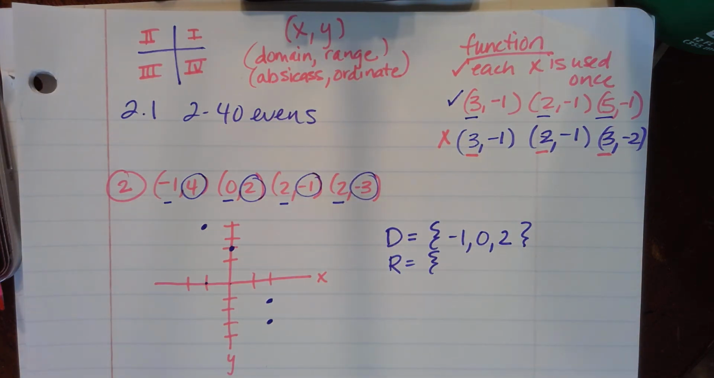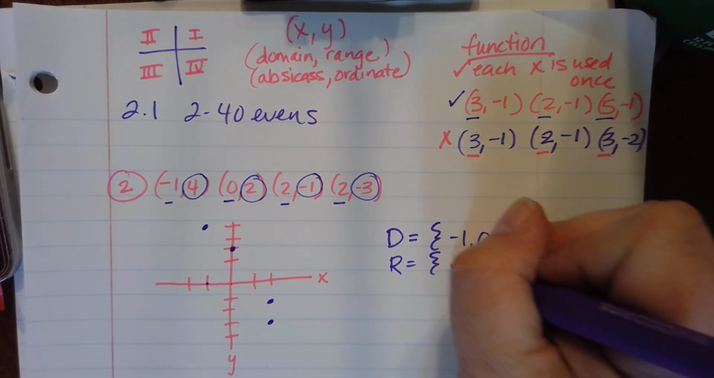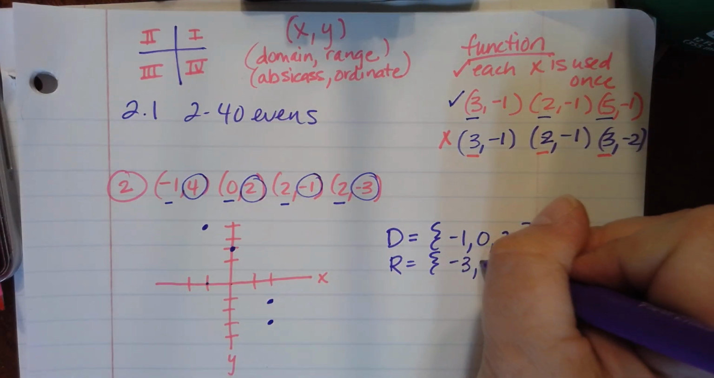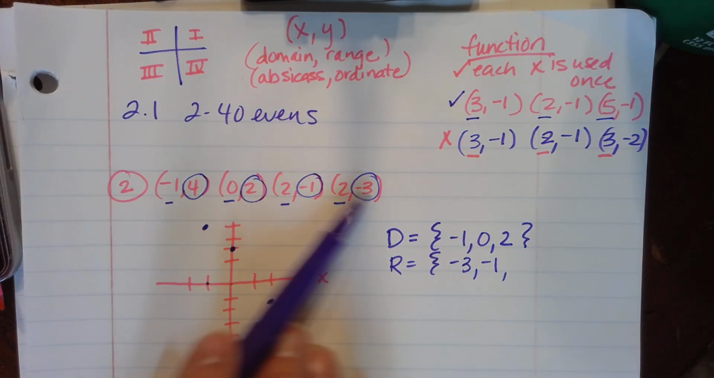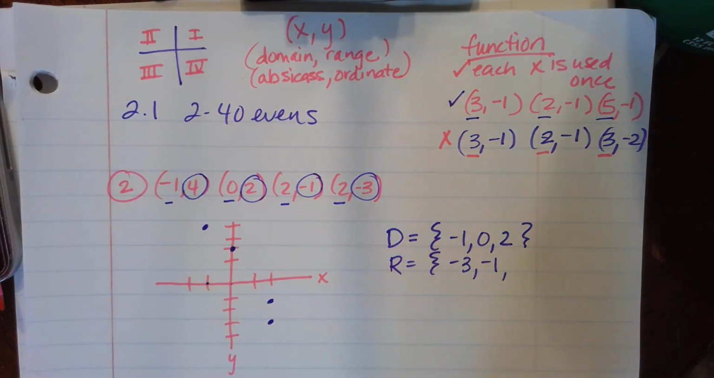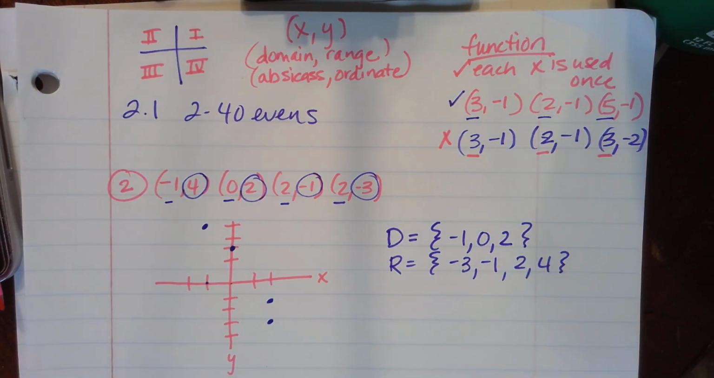So again, I'm going to list these least to greatest. I'm going to start with my -3, then -1, then I'm actually just working backwards here. -3, -1, 2, and 4. 2, 4, and I will close my fancy squiggle, and that is number 2.